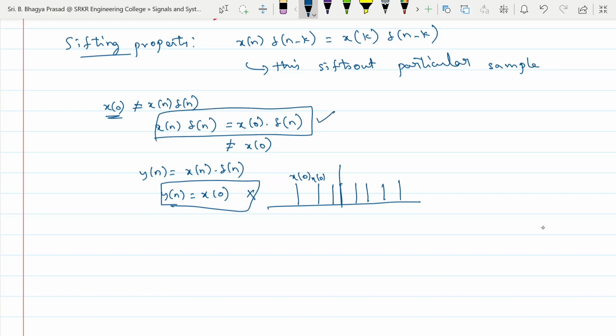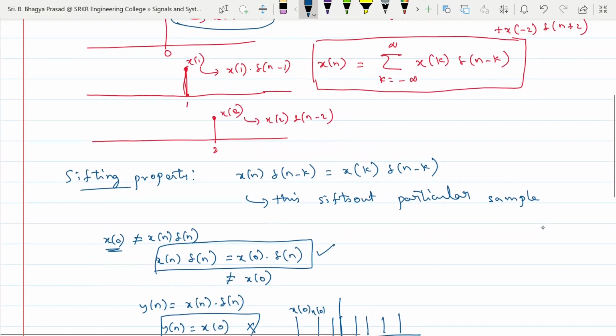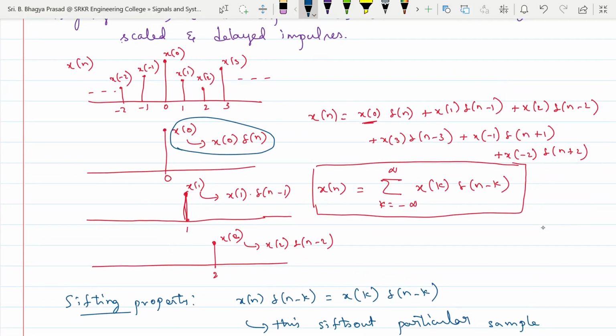This one is the proper representation. Okay. So we have seen that x[n] can be represented with the help of scaled and delayed impulses. Okay, and this leads to a representation of convolution. In the aspect of signal, we are using the convolution to represent a sequence x[n].